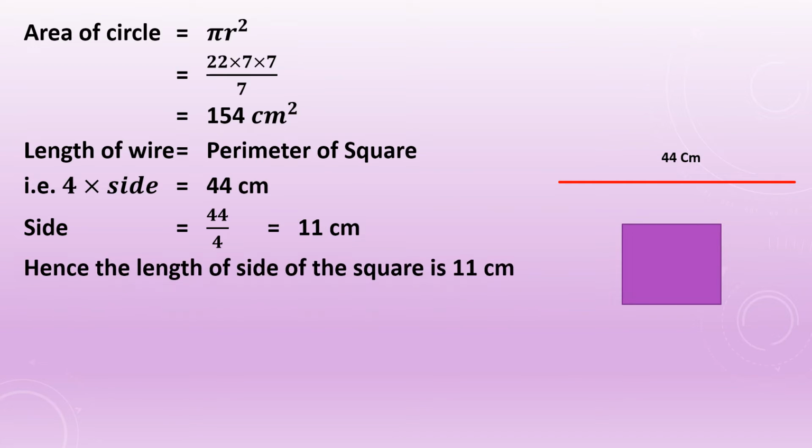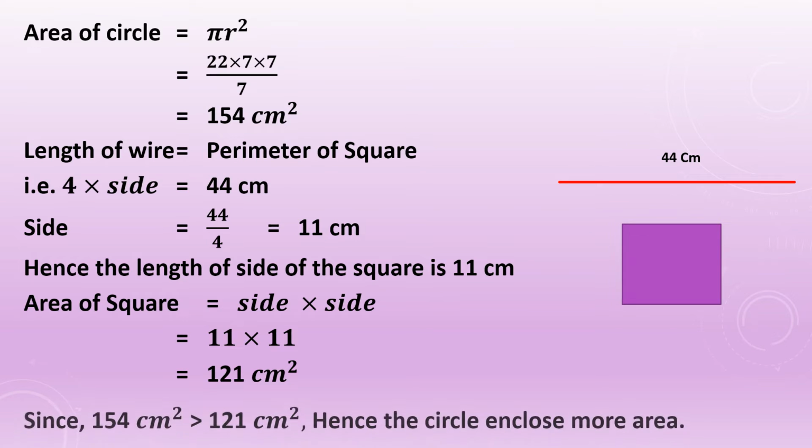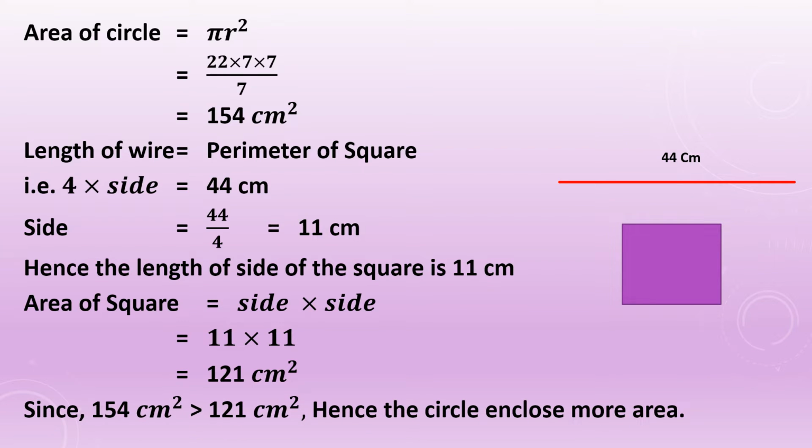Now we can find the area of the square. Length of side of square is 11 centimeter. Area of square means side into side. So 11 into 11 gives 121 centimeter square. Now the last part of the question, which figure encloses more area? So first we found area of circle as 154 centimeter square, which is greater than 121 centimeter square. Hence the circle encloses more area.